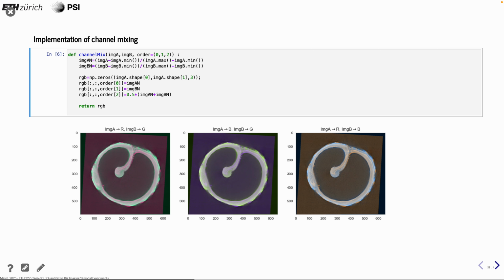And combining these with the help of channel mixer, this is the code I wrote as an example. Here you can see I do a min-max normalization, and then we combine. Image A goes to red and B goes to green. Here we have A to blue and B goes to green, and finally A goes to red and B goes to blue. This is a nice way of showing if you, for example, have water in some porous medium. So the porous medium turns out to be brownish and the water turns blue. And that's actually quite a nice color coding.